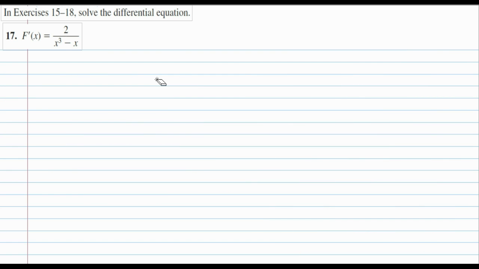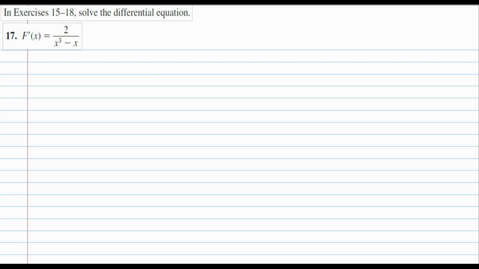The now try problem, number 17, simply says solve the differential equation. So you need to notice that integration by parts and substitution, I'm not saying they wouldn't work here, but they probably wouldn't. Since the degree in the denominator is higher, integration with partial fractions might be your best bet.